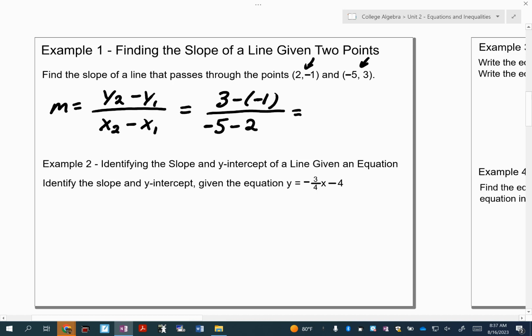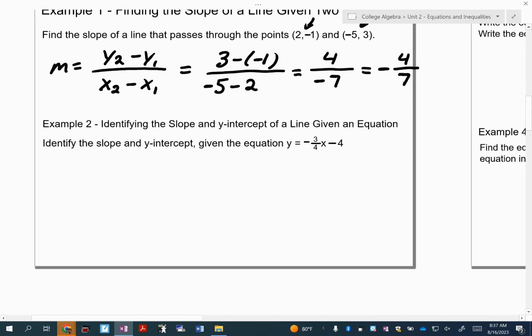And again, you can do the other way. You could have written negative 1 minus 3 over 2 minus negative 5, and you get the same thing that I'm going to get. So it does matter the order, but you can decide which point is your first and which point is your second. So 3 minus a negative 1 is 4. Negative 5 minus 2 is negative 7, and I'm going to make that look a little nicer by putting the negative out front of the fraction. So my slope is negative 4/7.